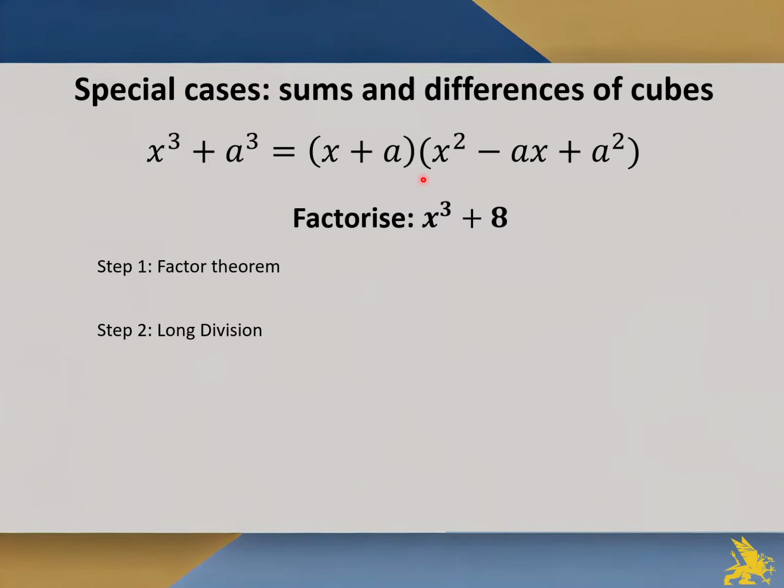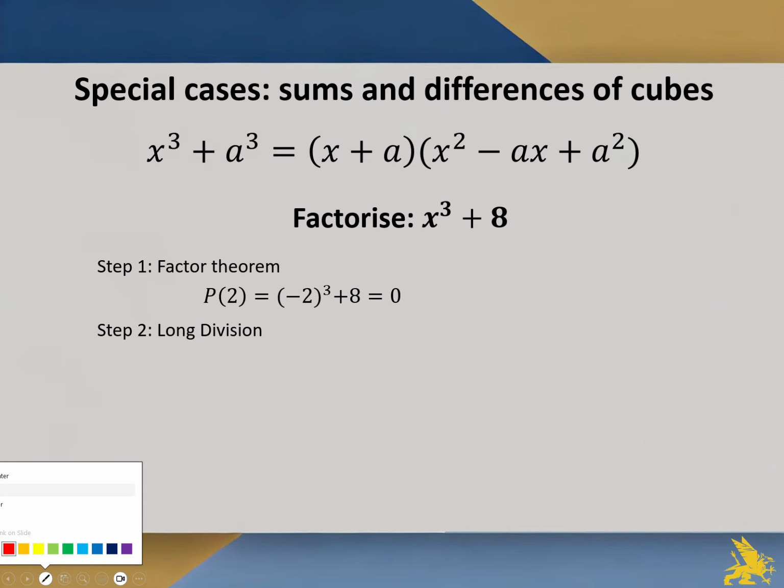Same thing if we're looking at the sum of cubes. We've got x to the power 3 plus a to the power 3. So we're just going to do a similar one where we can already see the answer. So if I have x to the power 3 plus 8, with factor theorem, that should be a negative there. If we substitute negative 2 in, we know we're going to get 0. So that means because we substitute negative 2 in, it would have been x plus 2.